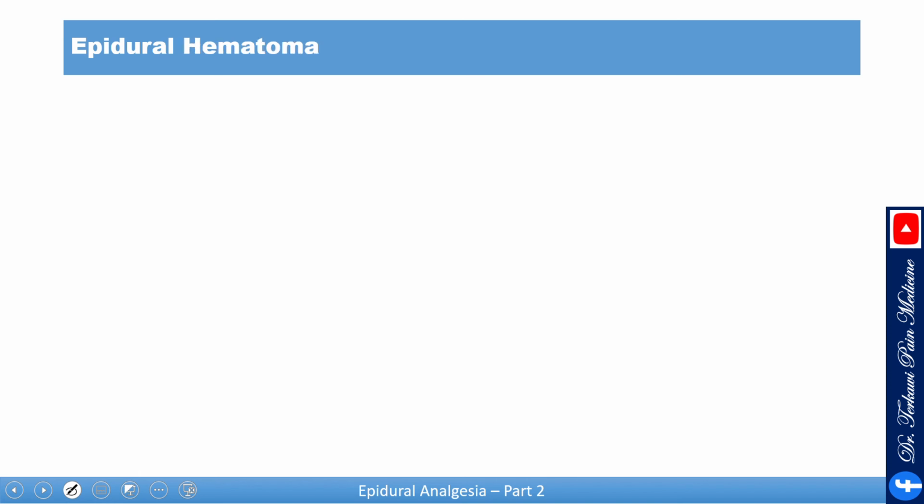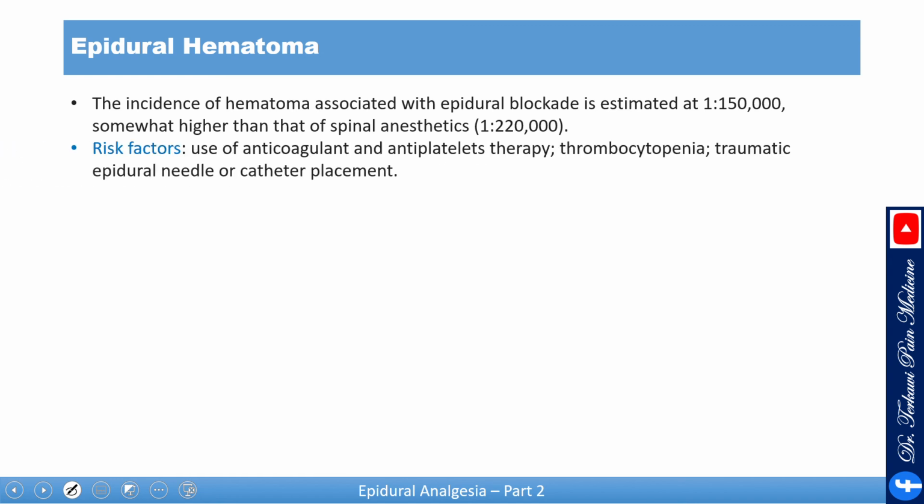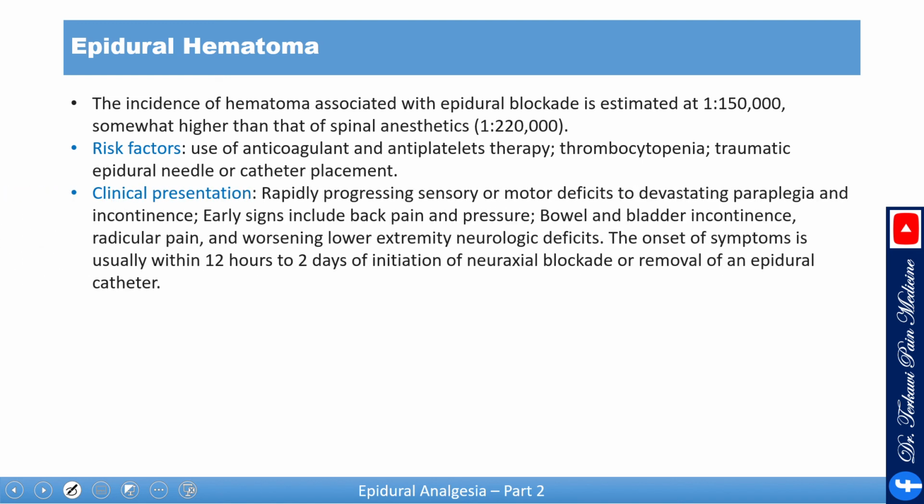And on the other hand, epidural hematoma. Again, it's very rare, and risk factors, obviously, if you do this in anticoagulated or antiplatelet therapy patients, thrombocytopenia, traumatic needle, multiple attempts, etc. Clinical presentation: rapidly progressing sensory or motor deficits to devastating paraplegia and incontinence. Early signs include back pain and pressure, bowel and bladder incontinence, radicular pain, worsening lower extremity neurological deficit.